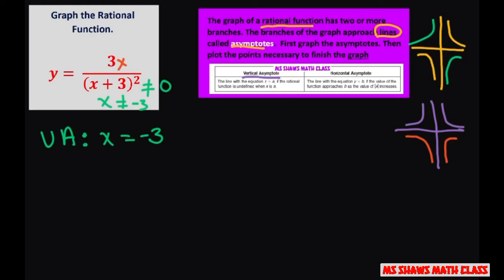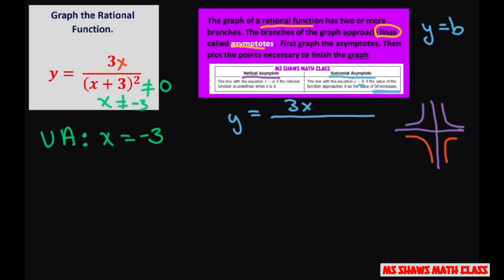Your horizontal asymptote is more conceptual. Basically what you're doing is seeing, as x gets larger and larger, what does your y value get close to? What does it approach? What's the approximate value? They're calling it b here. So let's look at what we have. We have y equals 3x divided by, and I'm going to go ahead and expand this, x squared plus 6x plus 9.